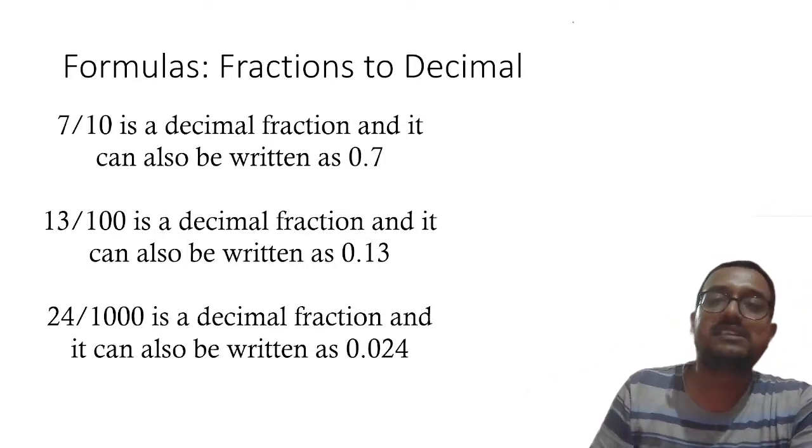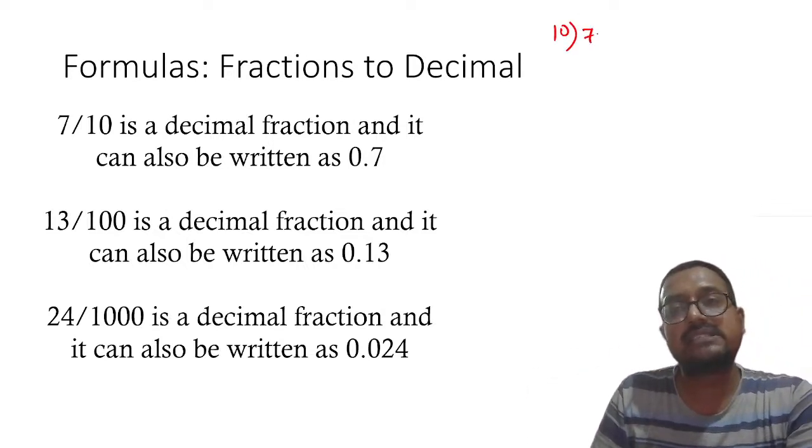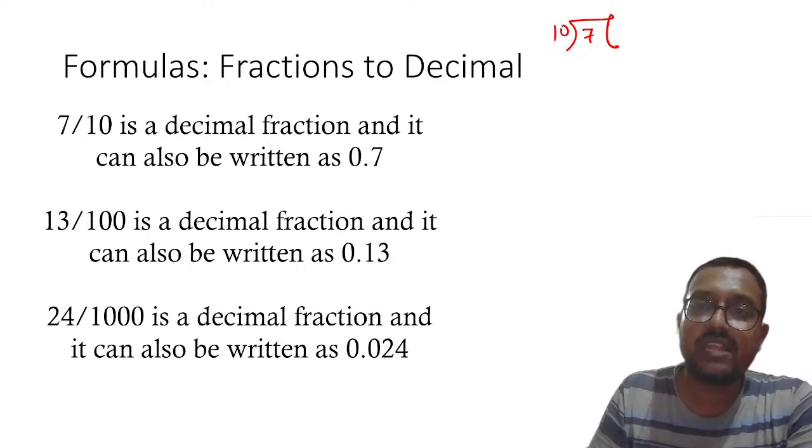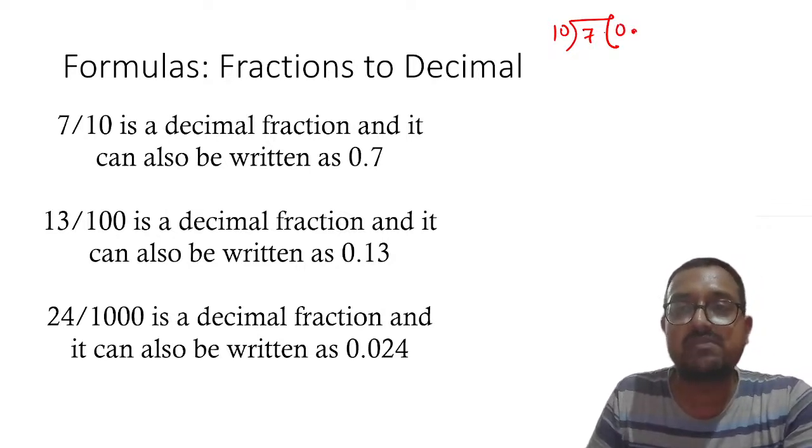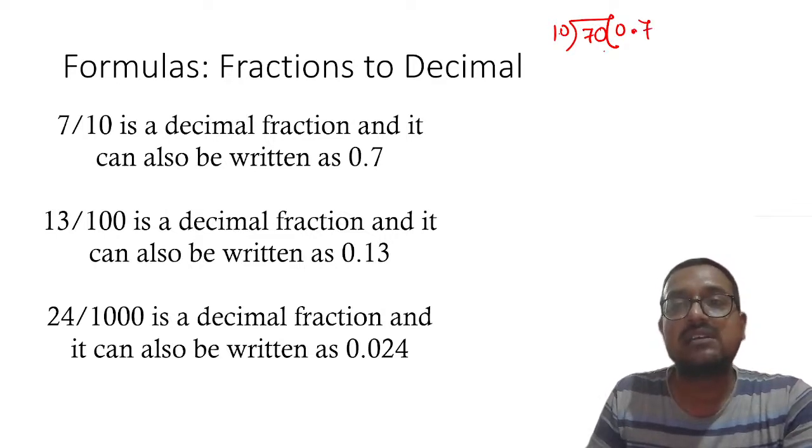How to divide? See, 10 divided by 7. We know that 7 is smaller, so I will put 0 point. Whenever I put a decimal, there will be one additional 0. Now I know that 10 sevens are 70.